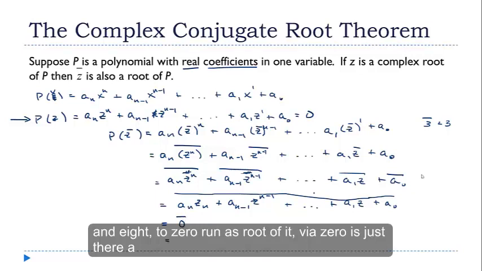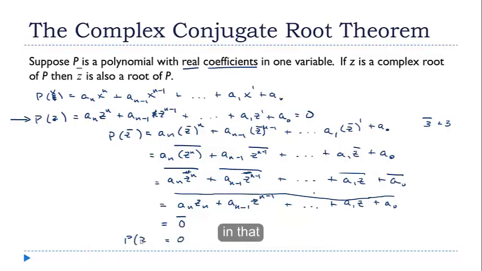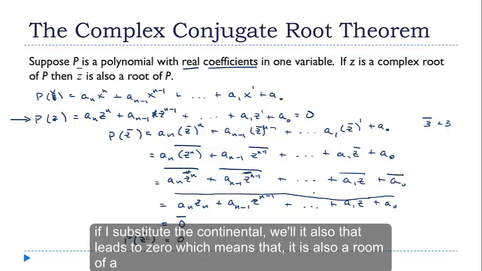And the conjugate of 0, right, that's a real number. The conjugate of 0 is just 0. And that is what I wanted to show. If I substitute the conjugate into the polynomial, it also evaluates to 0, which means that the conjugate is also a root of the polynomial.